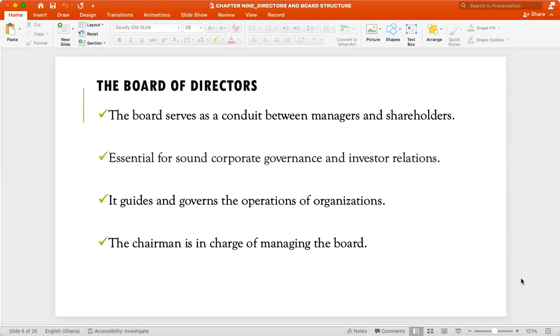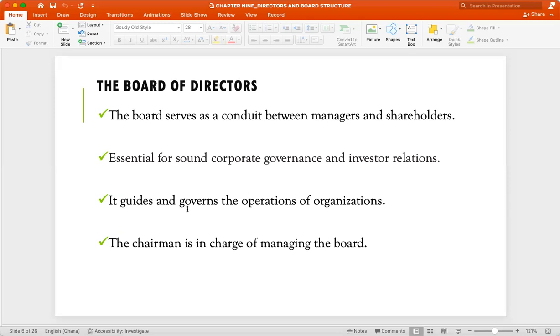The board of directors serves as a conduit between managers and shareholders. I think we understand this now, all right? So it's the shareholders that will appoint the directors, and the directors will appoint the managers. So they serve as a conduit, an intermediary between management and shareholders. They are considered to be essential for sound corporate governance and investor relations. Okay. As I said, most investors will be looking at the caliber of people on the board of a company when they are making their investment decisions. Once you have a very good and strong board, all things being equal, the company is likely to be managed well, and investors are likely to get some good returns on their investment.